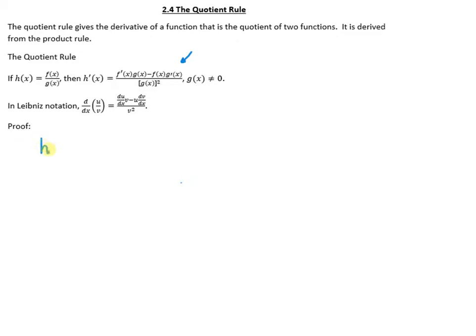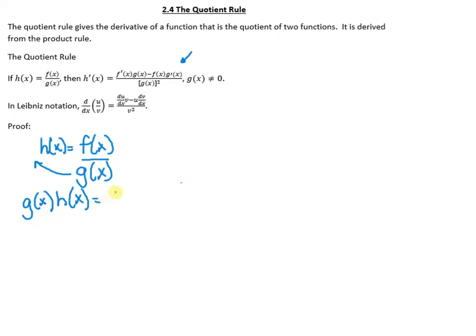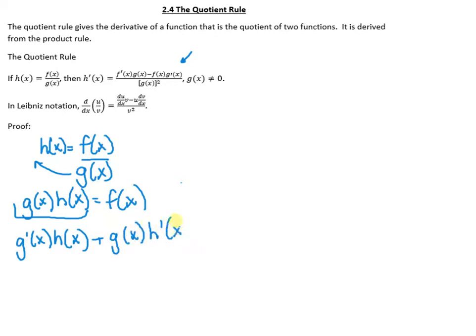Originally we'll have h of x equals f of x over g of x. Let's cross multiply. So now we have g of x times h of x equals f of x. Let's apply the product rule here. So we have g prime of x h of x plus g of x h prime of x, and this equals f prime of x.